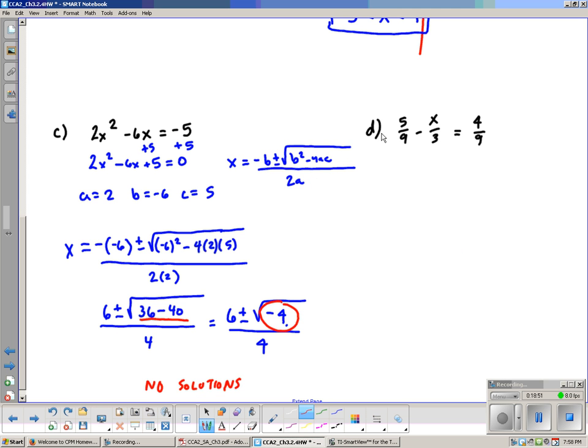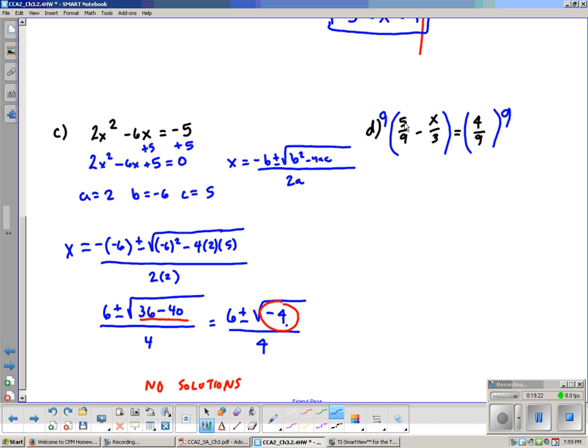All right, D. Let's go ahead and solve this. We have 5/9 minus x thirds equals 4/9. Let's go ahead here and make this a little bit easier by getting rid of our fractions. We have no variables in our denominator here, so I can do the same thing here to both sides of my equation to make it easier. And I'm going to go ahead and multiply both sides times 9. I'm not worried about getting a common denominator. I'm getting rid of my fractions because it's an equation.